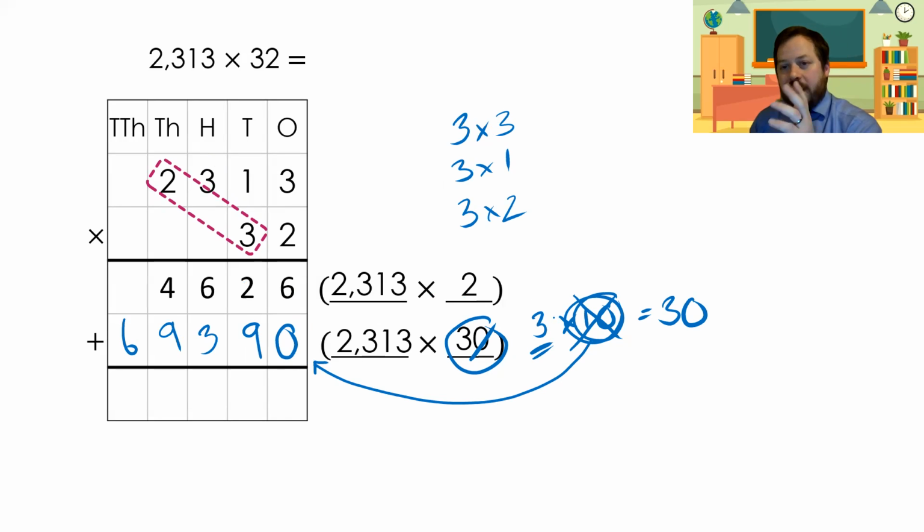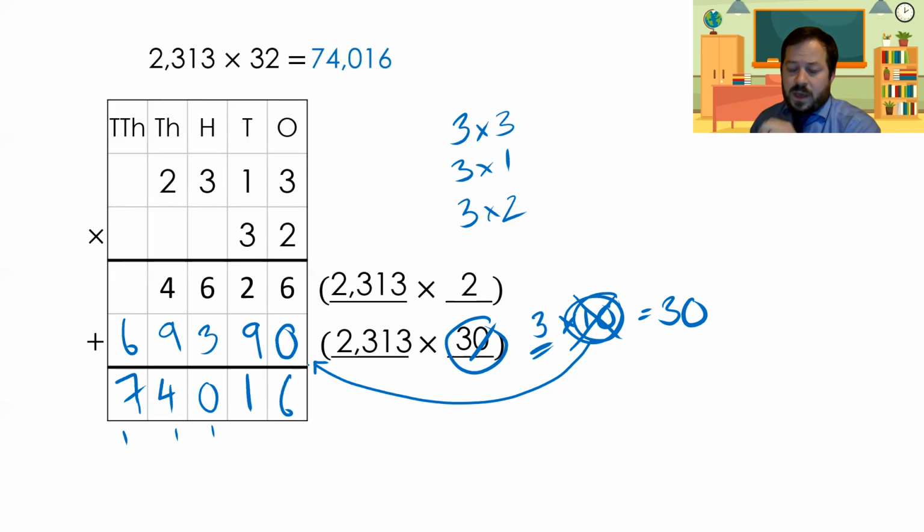Now we've got one step left, that we have to add all of this bit's answers together. And we've done this so many times that hopefully it's second nature to you. 6 plus 0 is 6, 2 and 9 is 11, 6, 3 and 1 is 10, 4 and 9 and 1 is 14, and then 6 and 1 is 7. So we think our answer should be 74,016. Let's have a look.